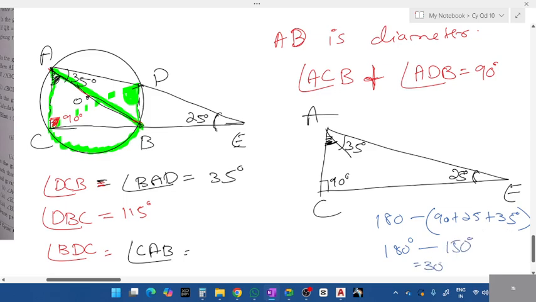150, 30 degrees. So this would be 30 degrees. If BDC is 30, CAB also will be 30 degrees. All of you got 30 degrees as the answer. BDC, 30 degrees is the answer. You could have even done it like this.